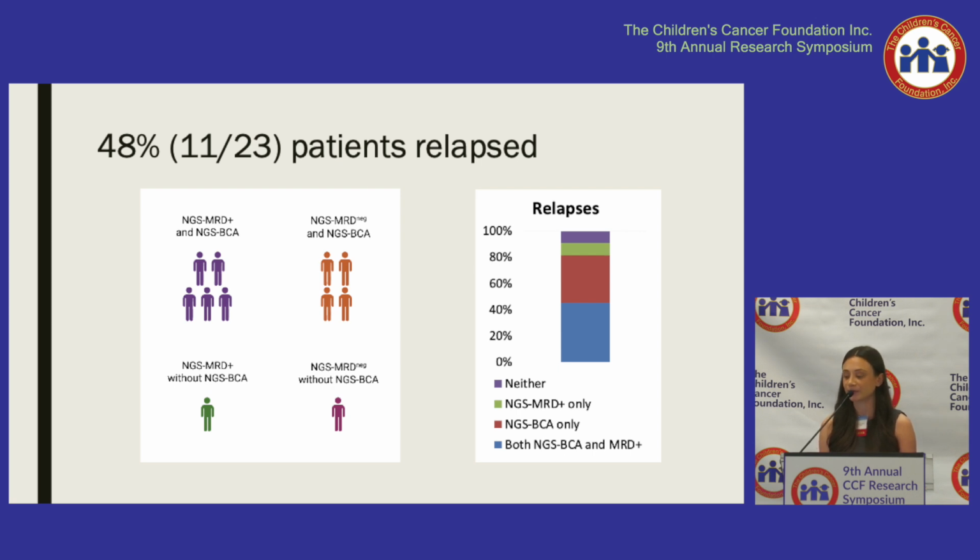So about 45% of patients who had both NGS B-cell aplasia and were MRD positive ended up relapsing. About 35% of patients who only had NGS B-cell aplasia ended up relapsing, and 10% each for patients who had neither B-cell aplasia nor NGS MRD positive disease relapsed, and same goes for patients who were only NGS MRD positive but did not have B-cell aplasia.